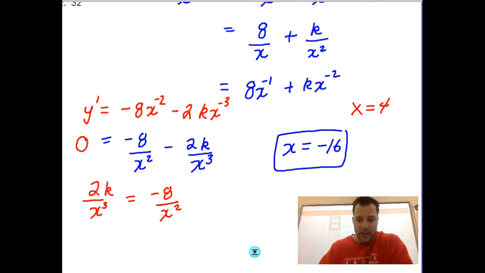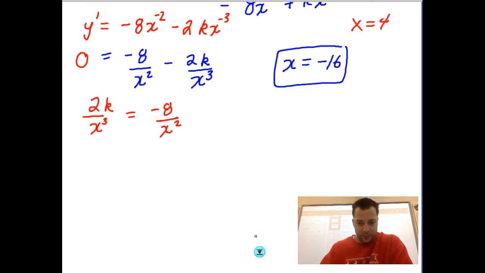Okay, so I'm going to extend the page down a little bit. All right, and so what I can do now is cross multiply, or I can plug in 4. It doesn't matter. The first time I did this, I cross multiplied. So I'm going to have 2kx squared equal to negative 8x cubed.